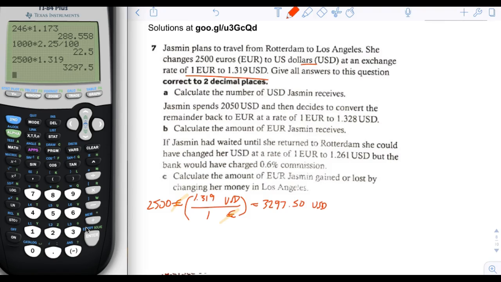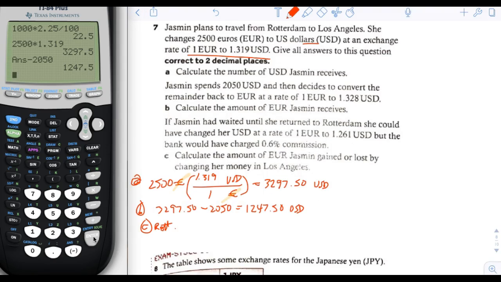Jasmine spends 2,050 US dollars and then decides to convert the remainder back to euros at a rate of blah, blah, blah. So first thing she's going to do is she's going to spend 2,050 US dollars. So I'm going to take 3,297.50 and I'm going to subtract 2,050. And that'll leave me with, let's use the calculator, 1,247.5. Okay, so that is the amount left.